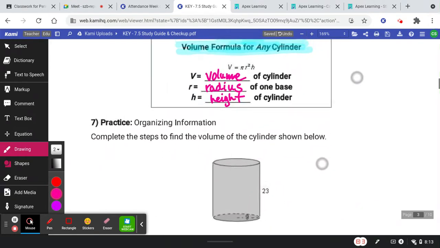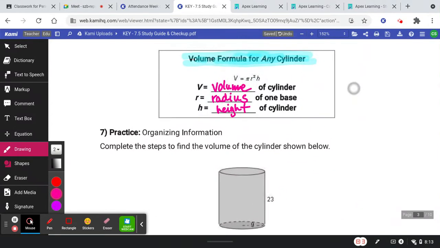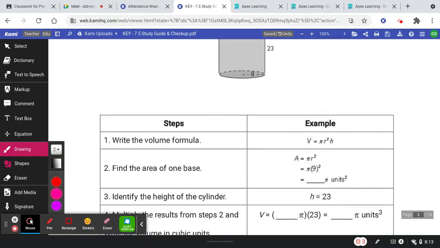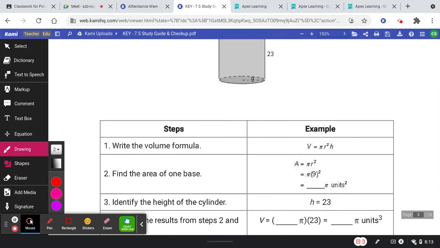And then looking at this picture, again, the exact same picture that we did with surface area earlier this week, we're now going to find the volume of this cylinder. So we notice that 9 is my radius right here. And so 9 squared, I'm taking the area of that base. 9 times 9 is 81 pi. And my height is 23.